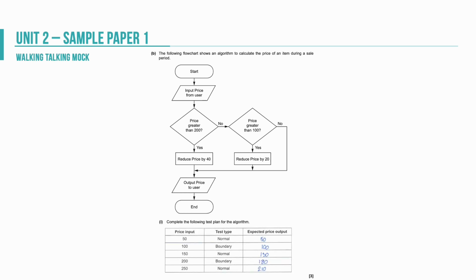We need to do that for the other questions. So 100, 150, 200, and 250. So this is a basic question, just some very, very basic maths, and just can you follow through that flow diagram with the numbers given to you in the table.